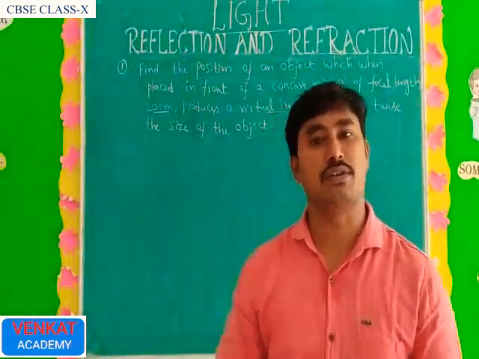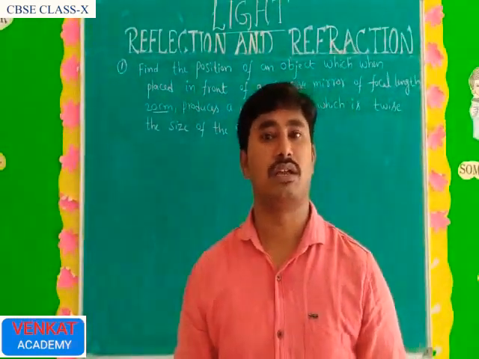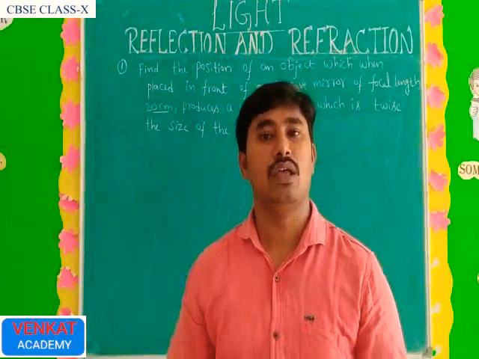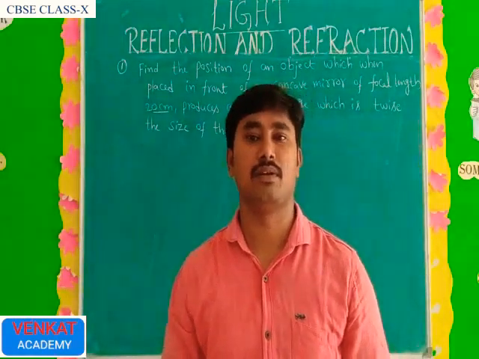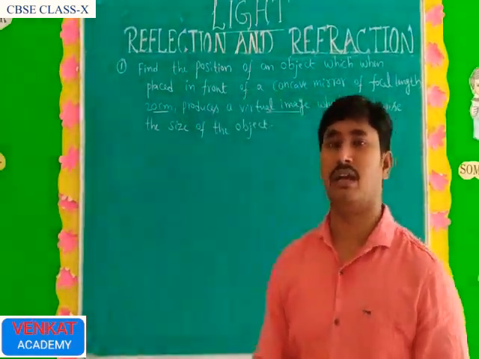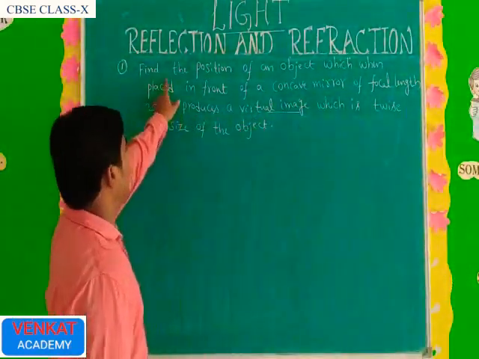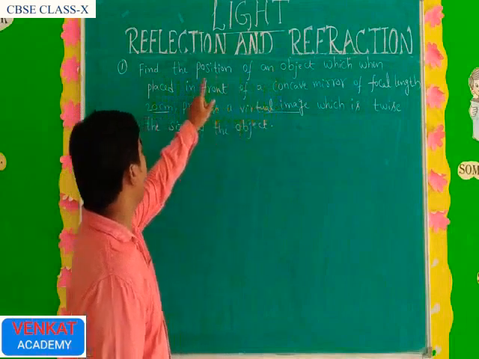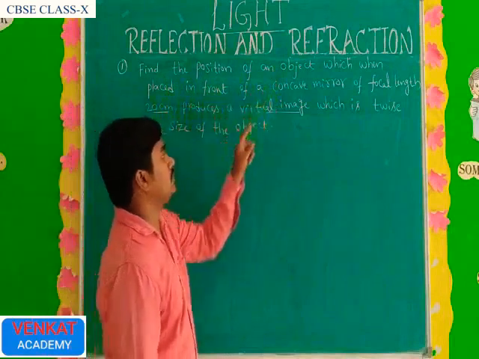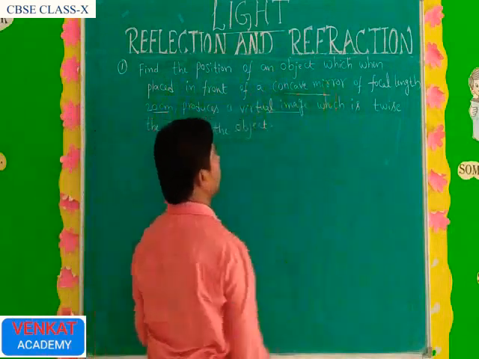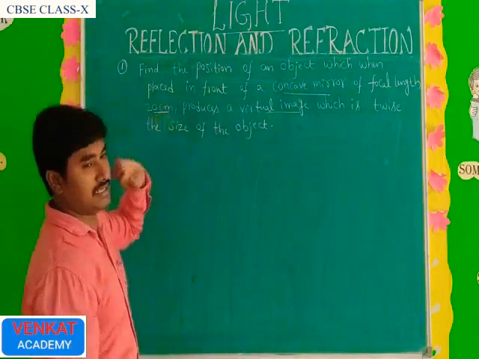When you understand the question, the answer is very easy. First, you will try to understand the question. Let's begin. First, you have to write the given data. So what is the given data? Find the position of an object which, when placed in front of a concave mirror of focal length 20 cm.